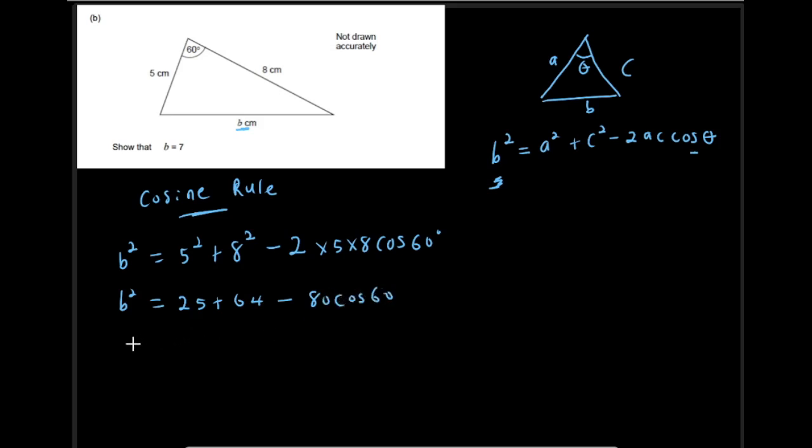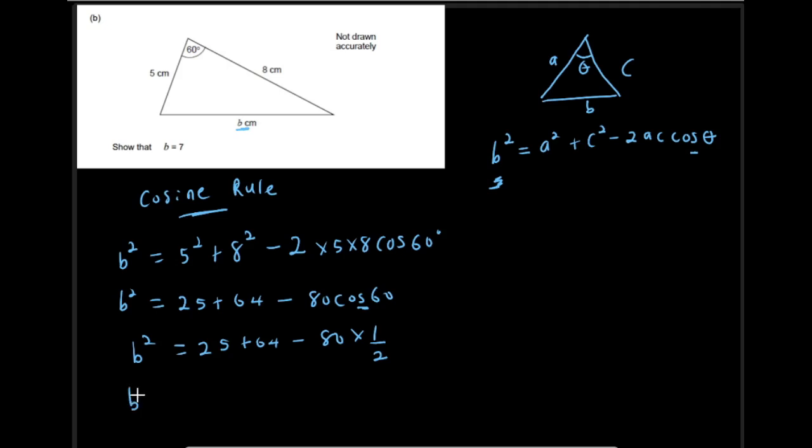If we simplify this with our calculator, we are going to arrive at the answer, though this particular question is non-calculator, and that's why they asked us the value of cos 60 in the A part of this question. Cos 60, remember, we got it to be half, so we can continue from here. We have 25 plus 64 minus 80 times cos 60, which we've already calculated in question 1a. So we have minus 80 times 1 over 2.